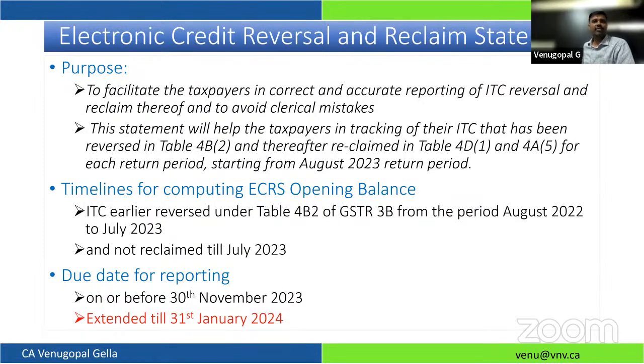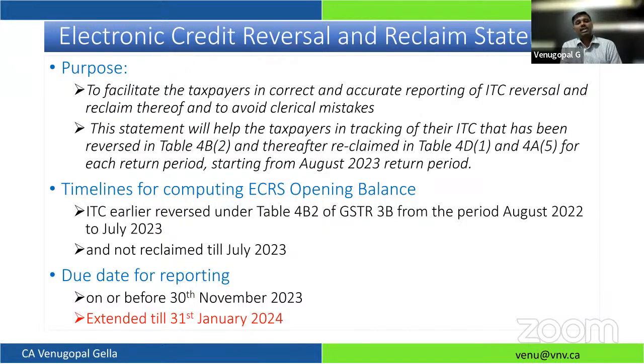This is a new amended form that has come in. However, people are reporting and reversing, and they were confused between reporting under 4B1 and 4B2. Government said, let me do a one-time correction of the opening balance, as on 31st July 2023. As of 31st July 23, whatever credits you have reversed or wrongly reported, which you have to avail, please report as your opening balance. Please note, this is as of 31st July 2023.